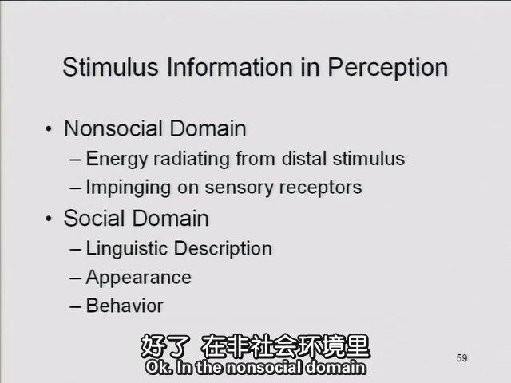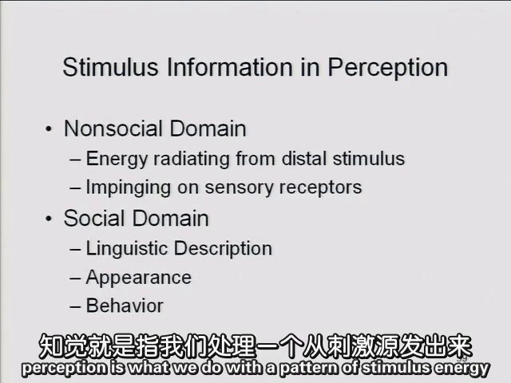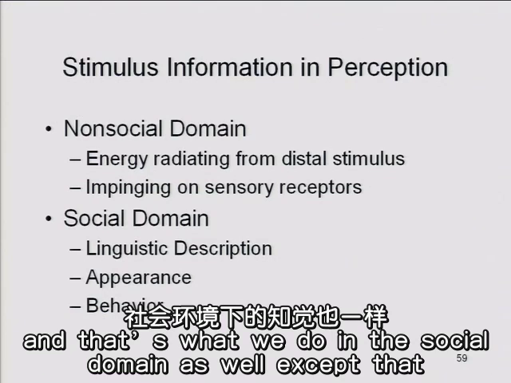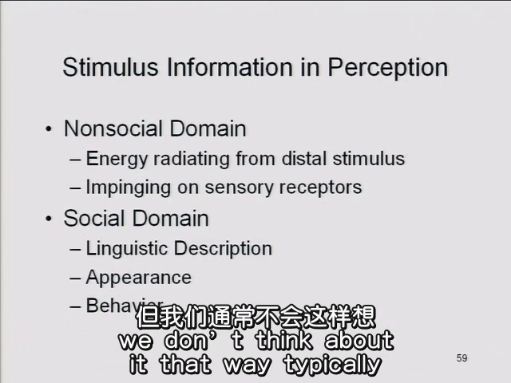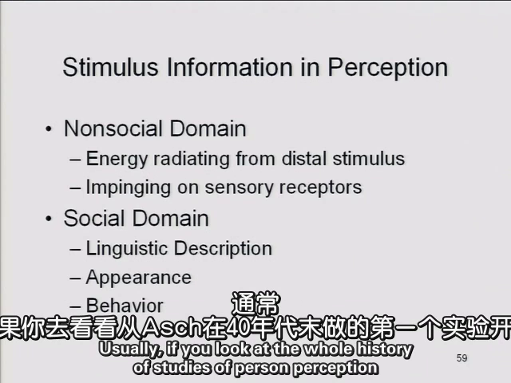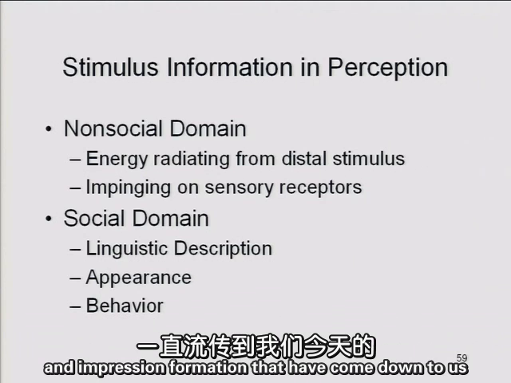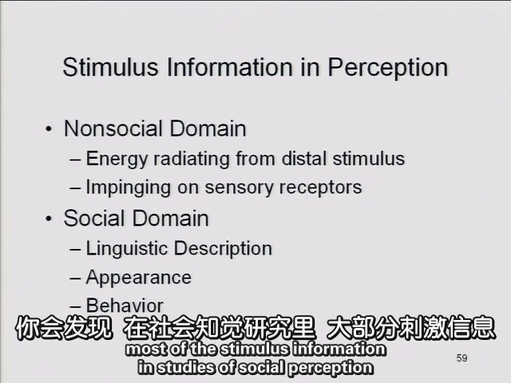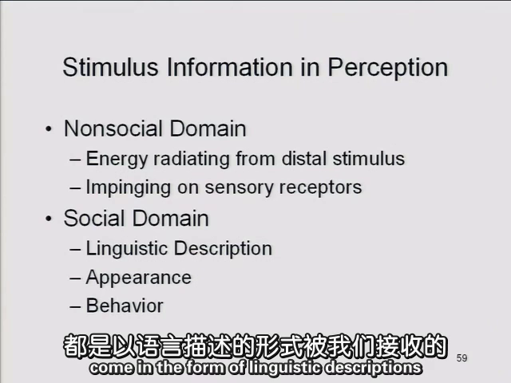Okay. In the non-social domain, perception is what we do with a pattern of stimulus energy that radiates from a stimulus and falls on our sensory receptors. And that's what we do in the social domain as well, except that we don't typically think about it that way. If you look at the whole history of studies of person perception and impression formation that have come down to us since Asch did the first one in the late 1940s, most of the stimulus information comes in the form of linguistic descriptions.